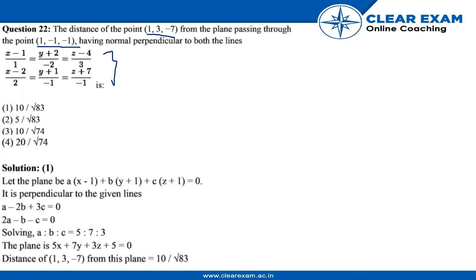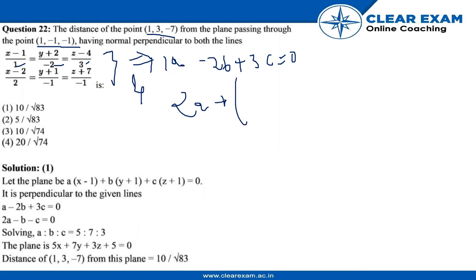Let's first start with the things which are given to us. Let's start with constructing these equations. We are going to use the denominator values, so it will simply be 1a minus 2b plus 3c equal to 0.